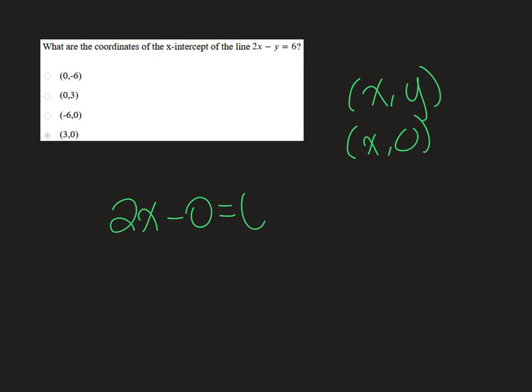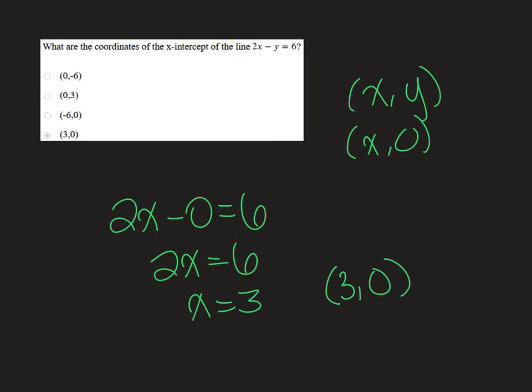If you are given a problem where you need to find the coordinates of an x-intercept, remember that you have an xy ordered pair, and your x-intercept means that y is always going to be 0. So you just have to plug in 0 for y. So 2x equals 6, x equals 3, and then of course write it as your ordered pair, (3, 0). And that's how you get your answer there.